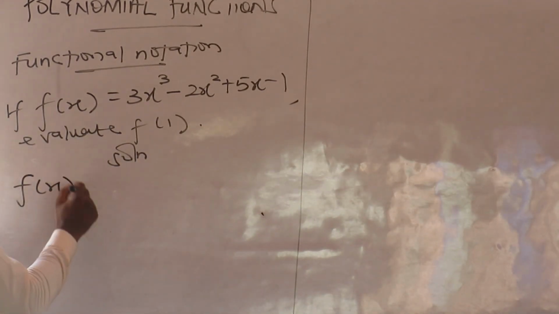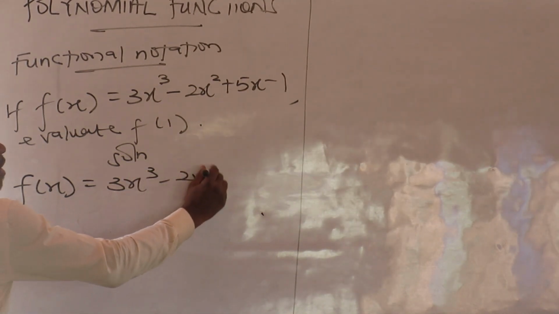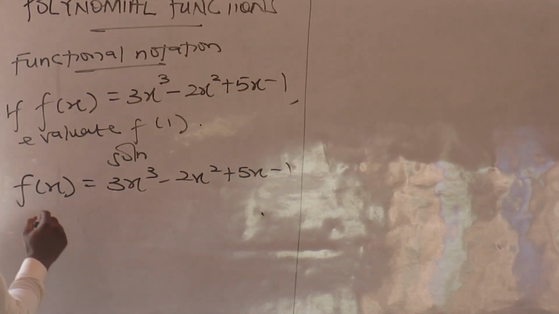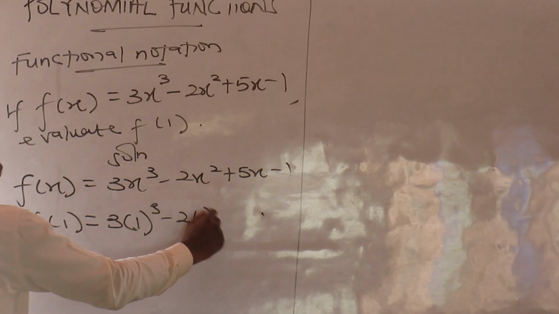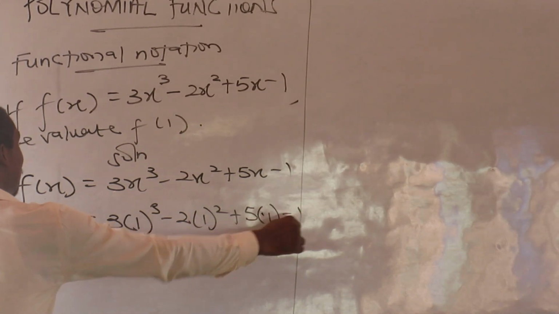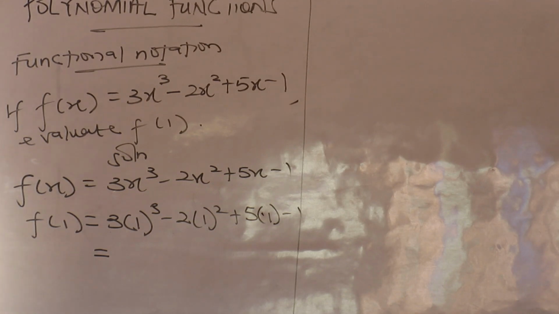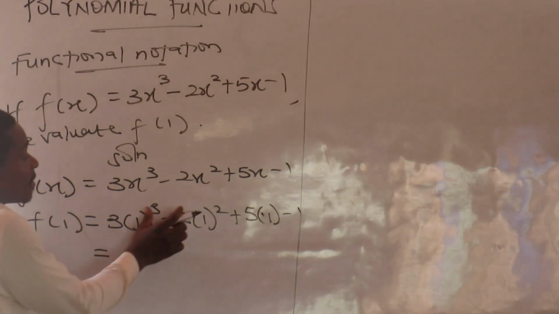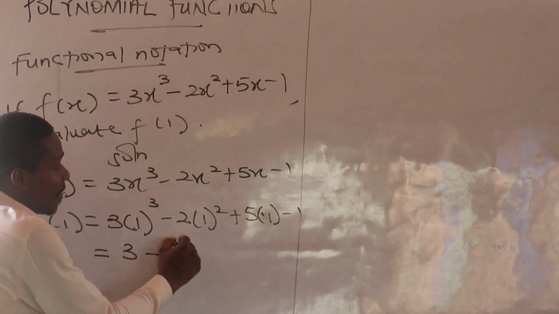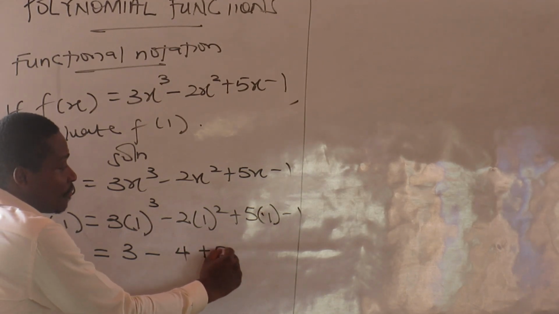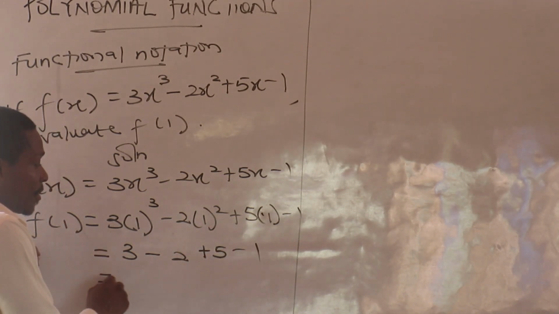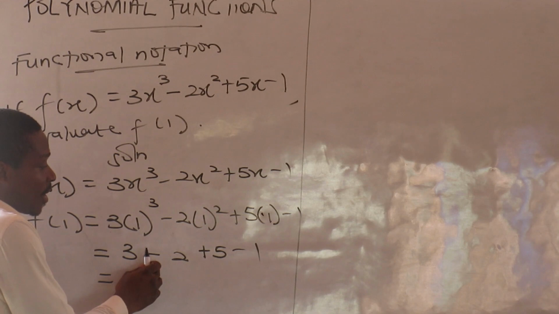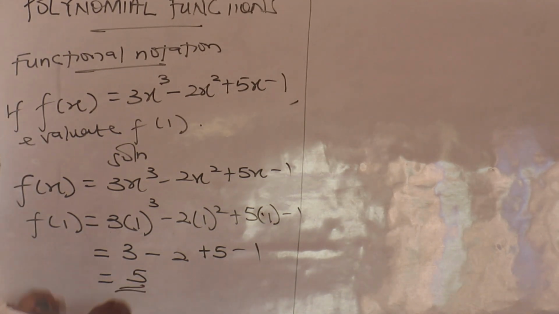So I have my function here, 3x cubed minus 2x squared plus 5x minus 1. f of 1: I have 3 times 1 cubed minus 2 times 1 squared plus 5 times 1 minus 1. Now what are you going to get? 3 minus 2 plus 5 minus 1. I'm going to get 5, right? Yes, sir. Okay. So welcome to functional notation.